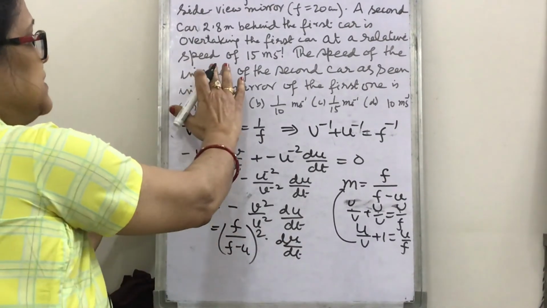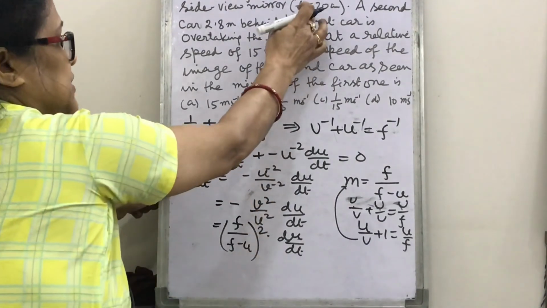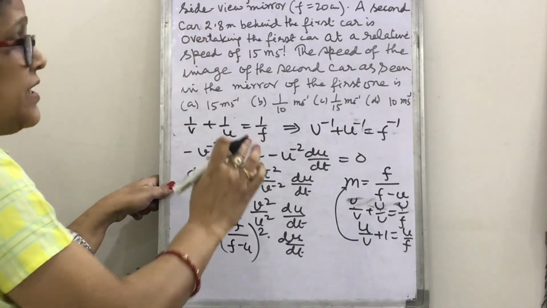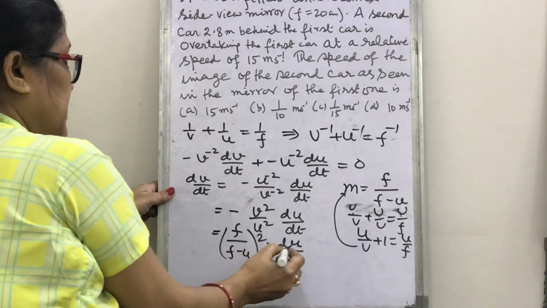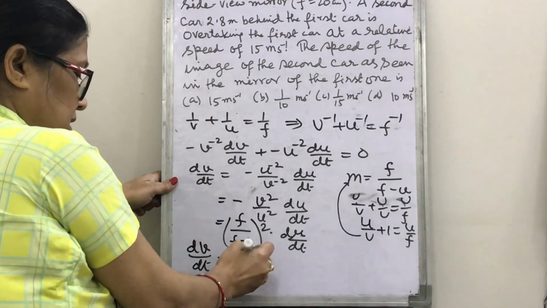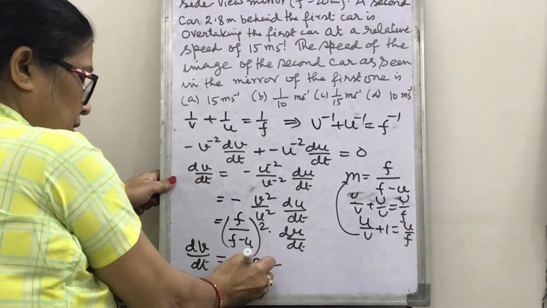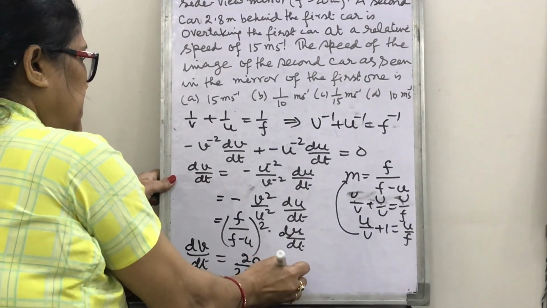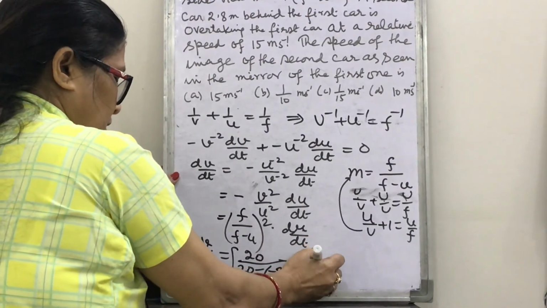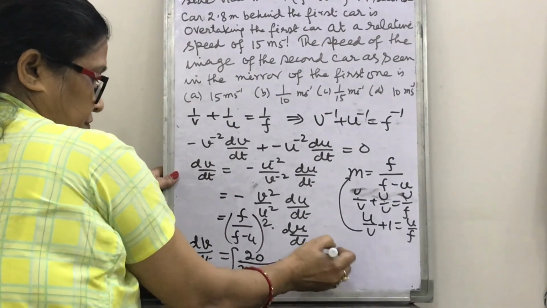Now put the value. The relative speed is given as 15, so you will write here 15. What is f? This is 20. What is u? u is minus 280 centimeter. You are writing in centimeter, so this will be 280 centimeter. Then what will be dv by dt? Look here, this will be dv by dt as 20 upon 20 minus 280, this whole square, into 15.